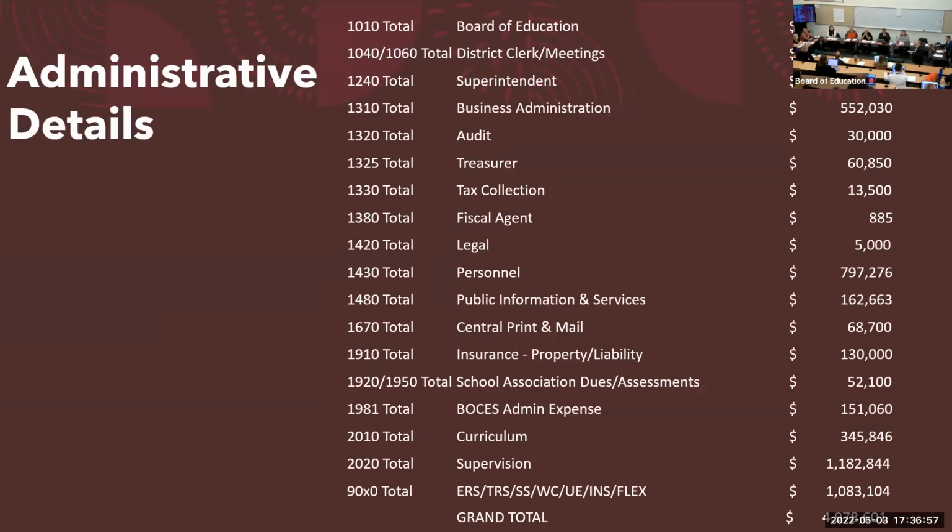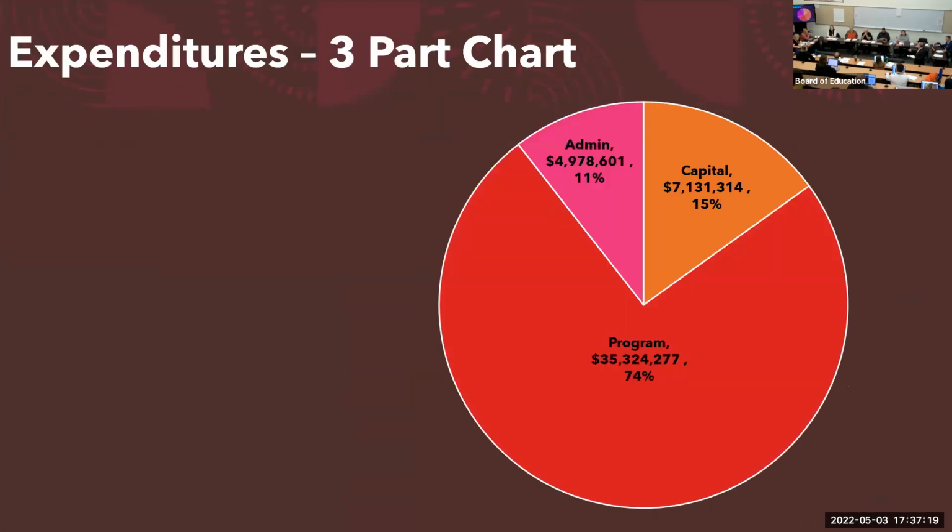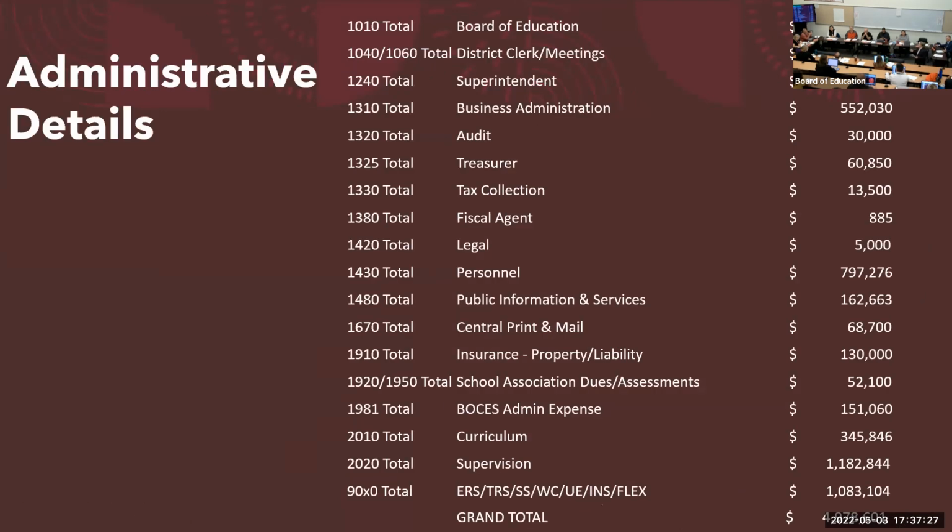When we take a look at the administrative detail, these list all of the expenditures within the administrative category: the Board of Ed expenses, district clerk, meetings, votes, superintendent, the business office, auditor, treasurer, and so on and so forth. The actual expenditures for the administrative component, if we go back two slides, the administrative component is 11% or $4.9 million. And those expenditures are listed on this slide here, $4.978 million.